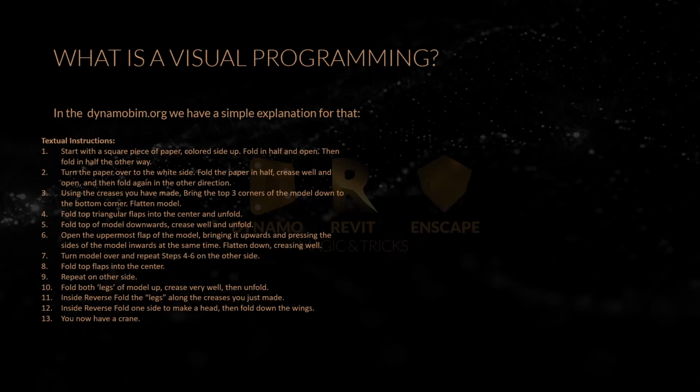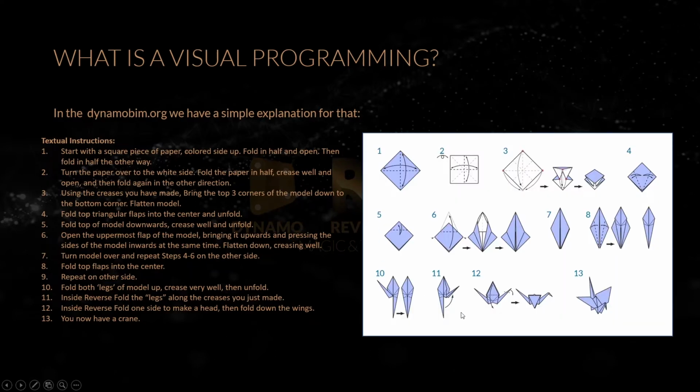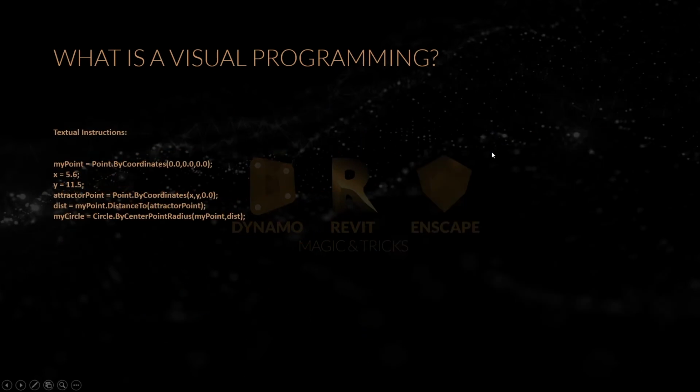The second instruction is a visual instruction, and if you are an architect or engineer, this is the easiest way to create a paper crane. You can see we have the same instructions with the same steps, but here we can see visually what we must do. If I go further, you can see here we have the textual instruction on how to create a circle.